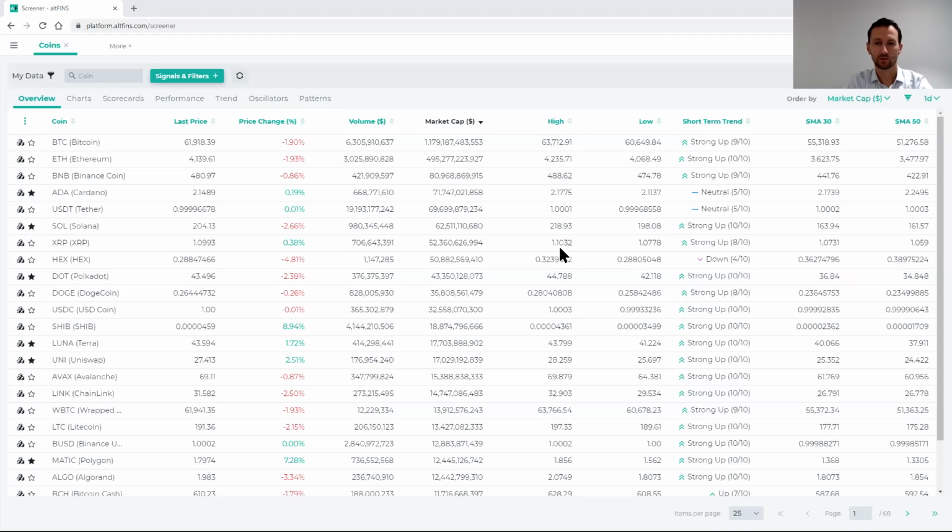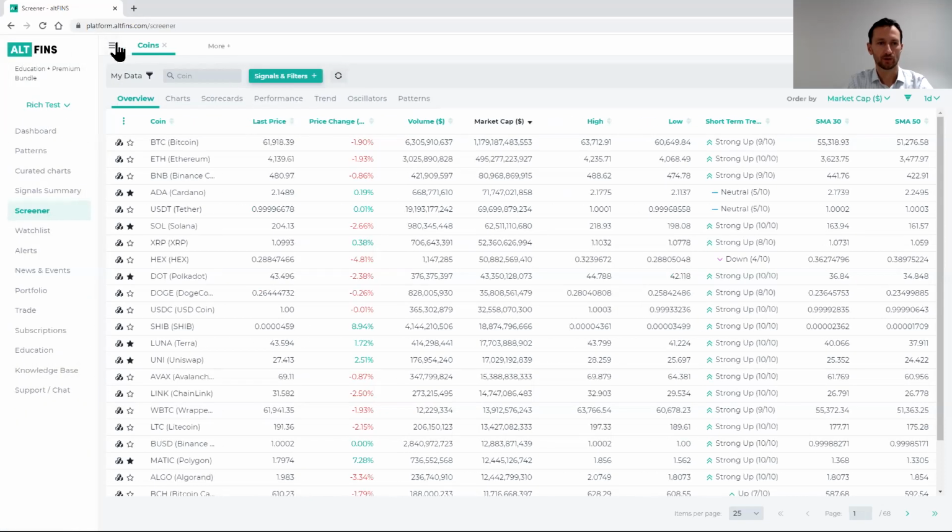There's a question here real quick. Is there a way to screen the price just before it touches the EMA 50 instead of touching the EMA 50? No, I'm afraid not. Good question though.